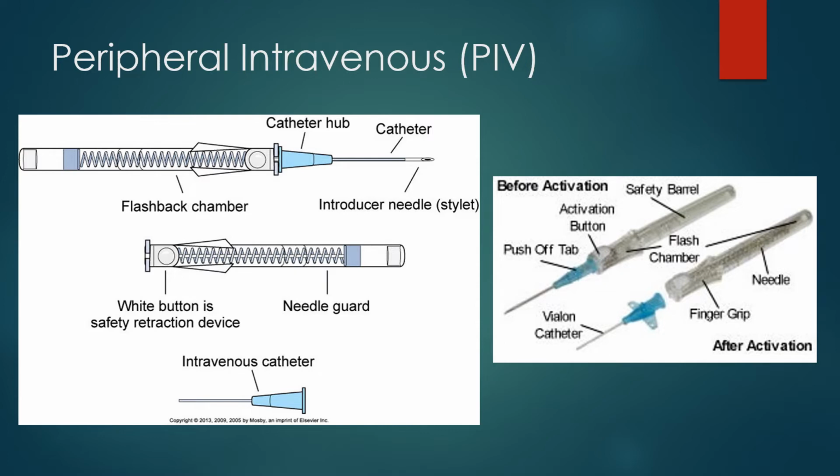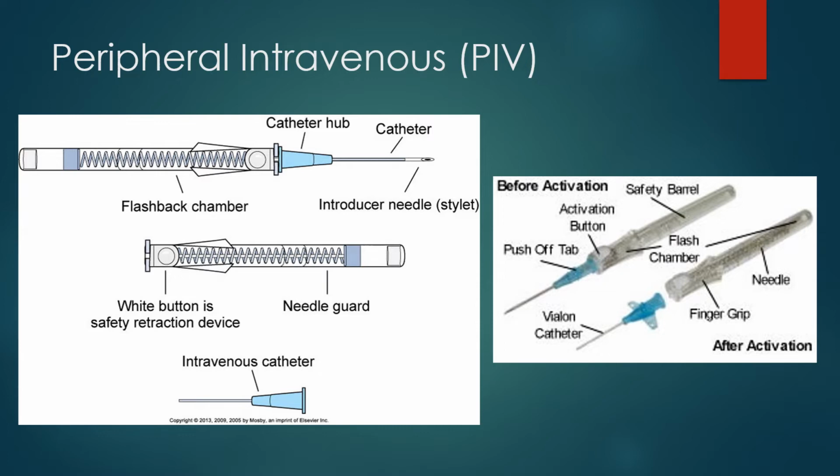You can also see that these are safety needles. So as soon as you start that IV, there's a retraction device that allows that needle to never be exposed to you or the patient. If you look at that picture there, you can see the button that you push that activates that safety device. This allows that needle to retract, just leaving the catheter in your patient.